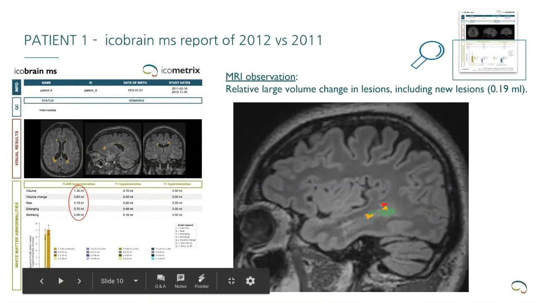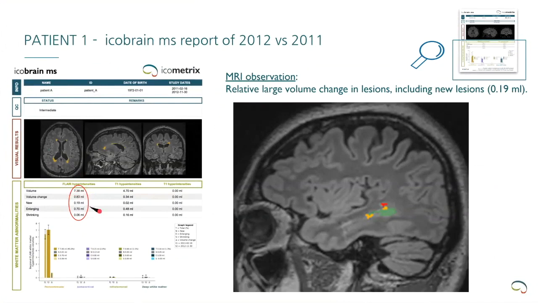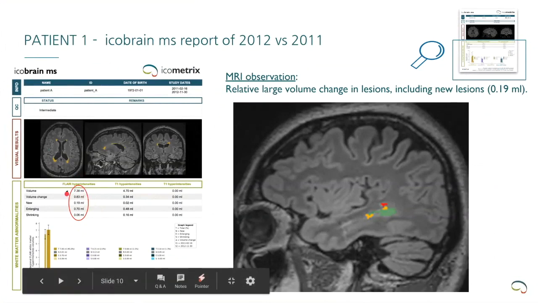When we look at the left side of the figure, you have one of the tables in the report. And this shows that the volume of the FLAIR hyperintensities is a bit above 7 milliliters. And the volume change between those two MRIs was close to 1 milliliter, which we could consider to be a relatively large increase, relatively speaking, compared to the total lesion volume.